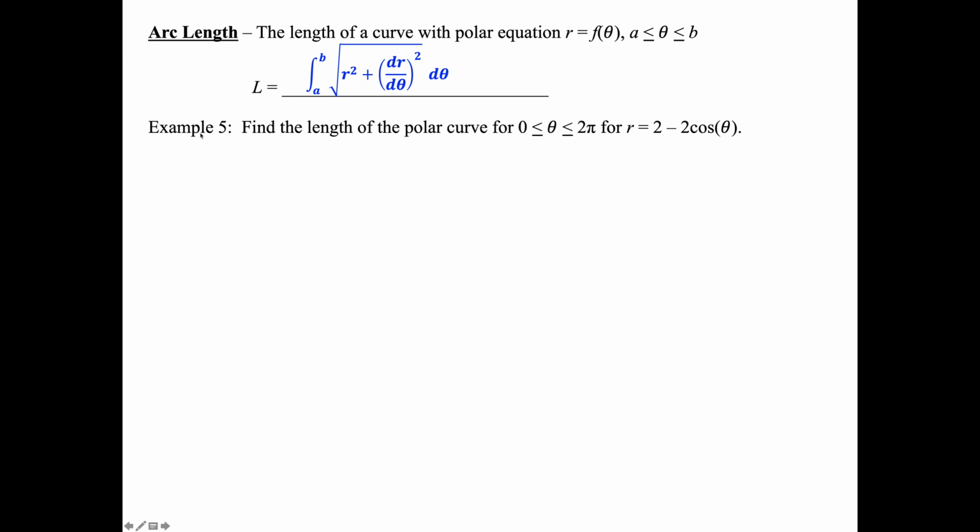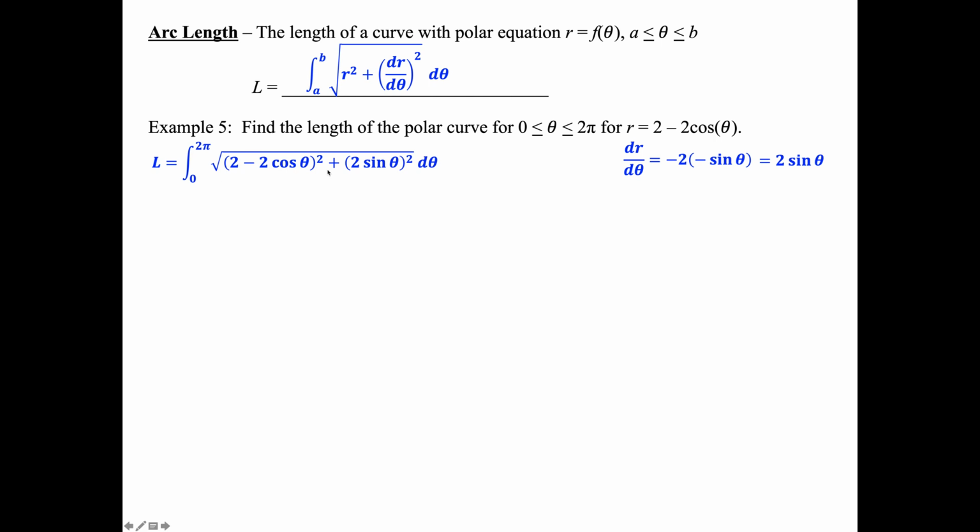So if we had to find the length of a polar curve from 0 to 2 pi, inclusively, for r equals 2 minus 2 cosine theta, well, we'll just plug this into the formula. We have our r. We're going to square it. We're going to find our dr d theta here. So the derivative of 2 is 0. We don't need it. The derivative of cosine theta is negative sine theta times our negative 2 out front. It's going to make that 2 sine theta.